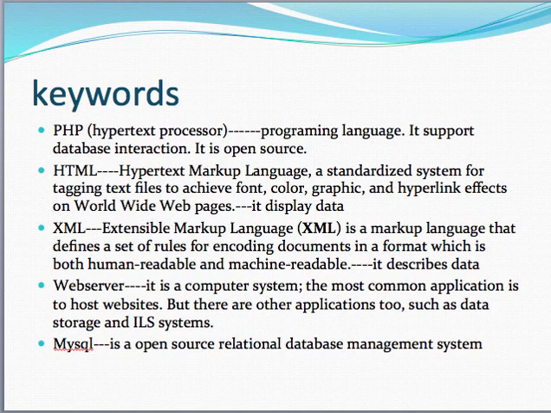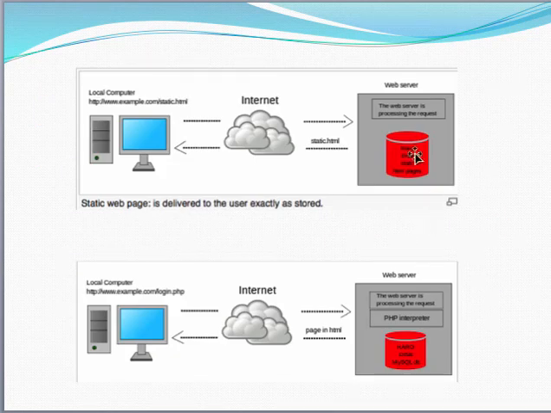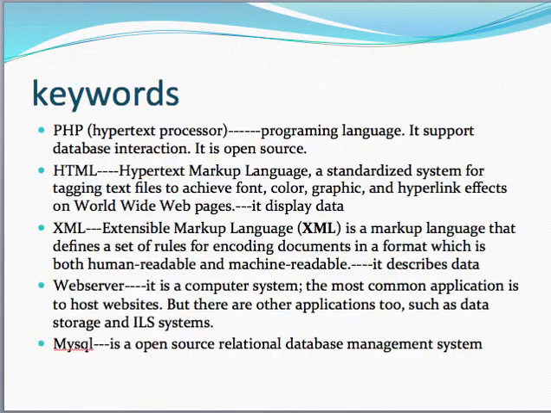And a web server. Here we have the web server right here in this model. In both models, we have the web server. The web server is a computer system, meaning there is hardware, software, and it is connected to the network. And the most common application, of course, is to host websites, either dynamic or static. Another example of a web server application, of course, is the ILS system.